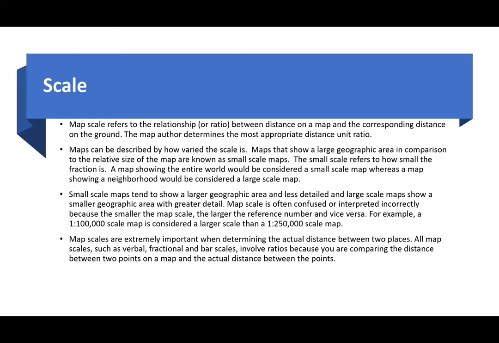A map showing the entire world would be considered a small scale map, whereas a map showing a neighborhood would be considered a large scale map. Small scale maps tend to show a larger geographic area and less detail, and large scale maps show a smaller geographic area with greater detail.